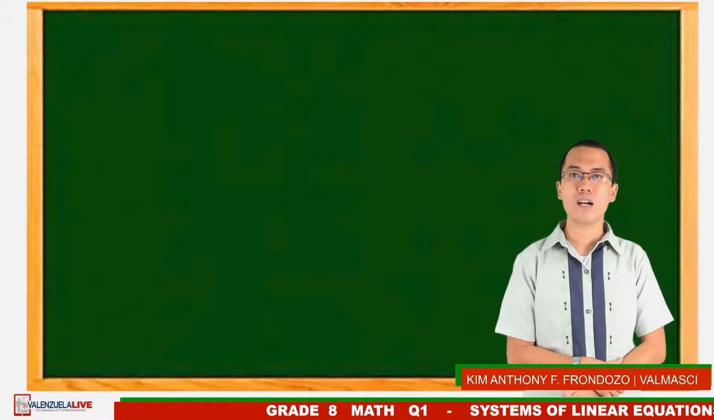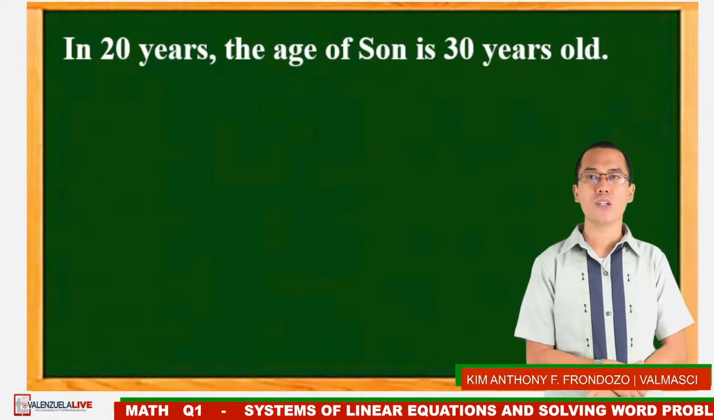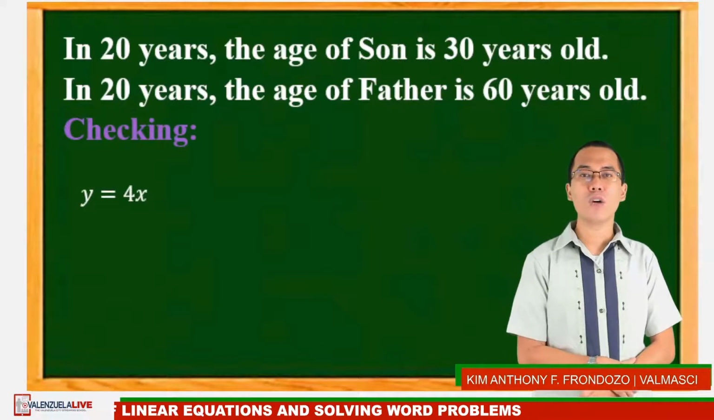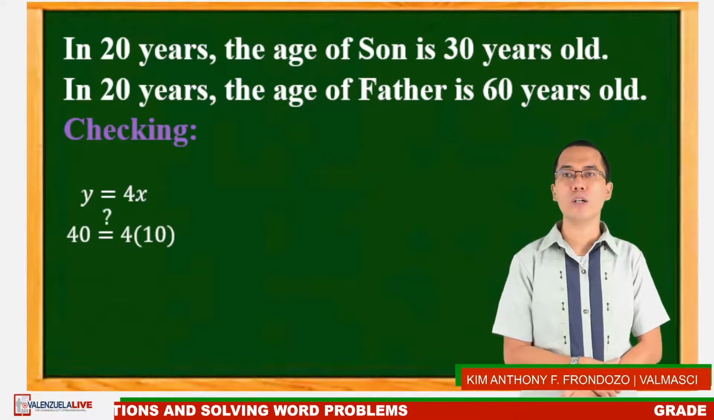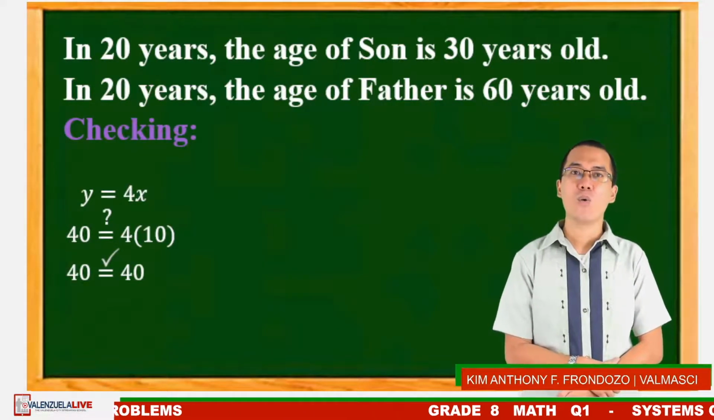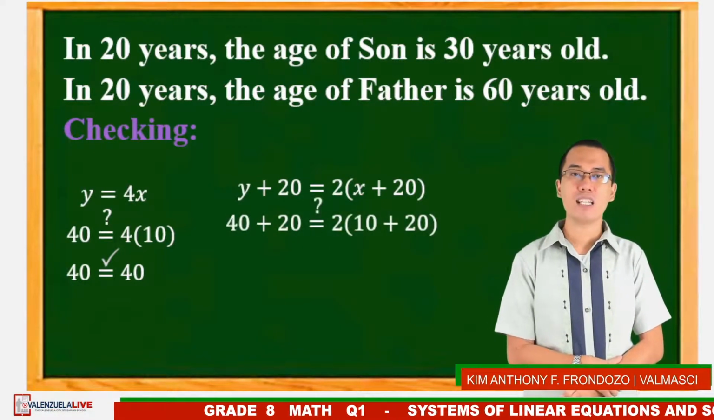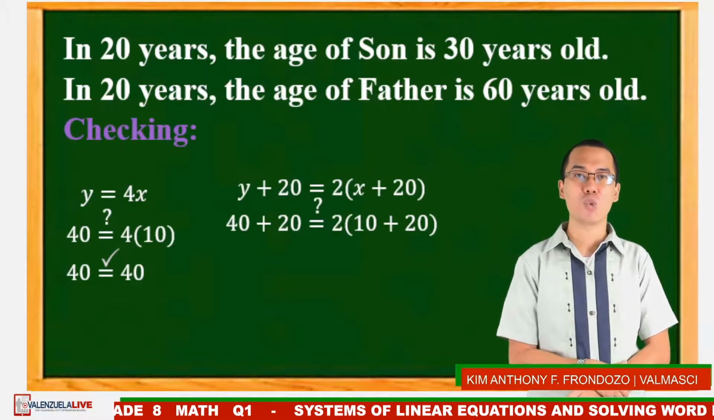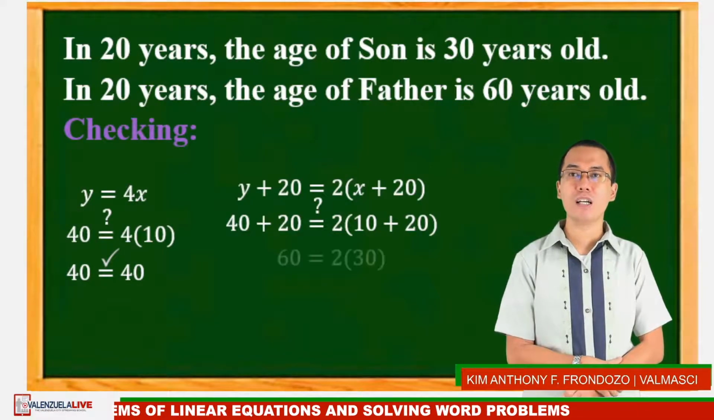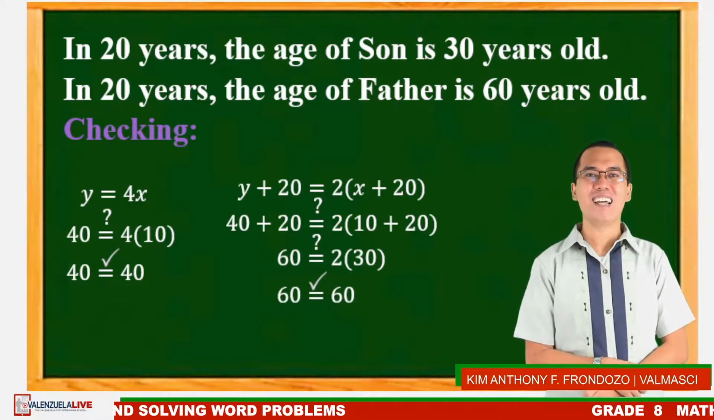So in 20 years, the son's age is 30 years old, and the father's age is 60 years old. So by checking, we'll have y is equal to 4x. Is 40 equal to 4 multiplied by 10? So yes, 40 is equal to 40. Next, y plus 20 is equal to 2 multiplied by x plus 20. So 40 plus 20 is equal to 2 multiplied by 10 plus 20. So that will be 60 is equal to 2 multiplied by 30. Are they equal? Yes. So that would be the final answer.